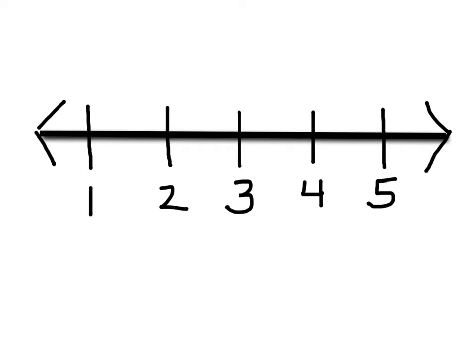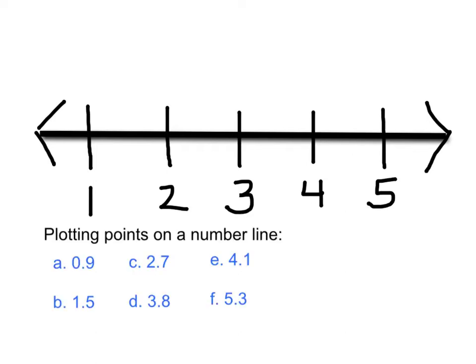Here you see a number line. I am going to plot the following points for you. Point A is 0.9. Since I know that 0.9 is almost 1, point A should go here.